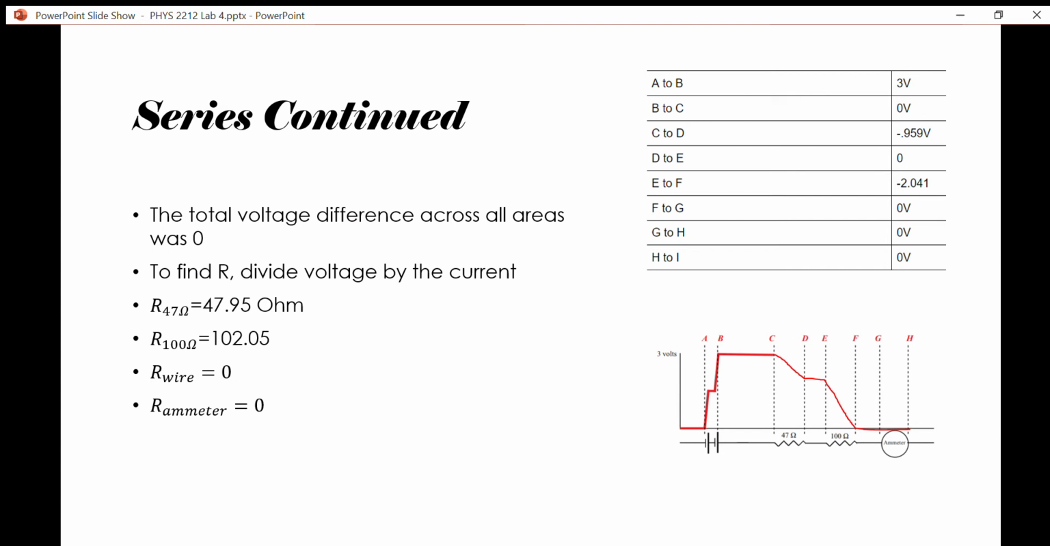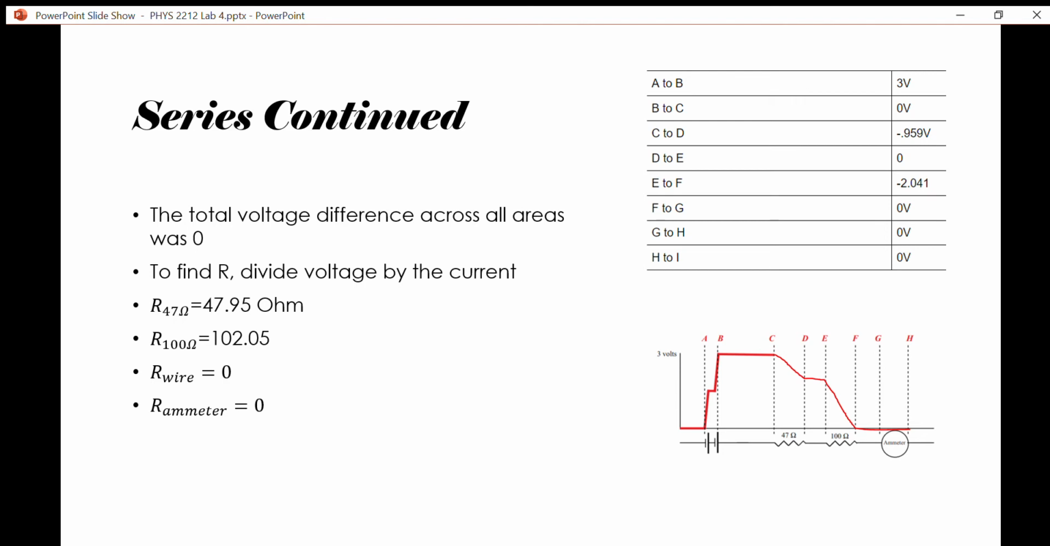And then the final part of the series portion. So we were talking about the conservation of voltage here. So the total voltage difference across all areas was found to be 0. And so the way we found the different resistances for each of the resistors was we just divided the change in voltage by the current. And so you can see on the right just the different delta V's I found between each of the locations. And each of the locations just corresponds to a different resistor, a part of the circuit.